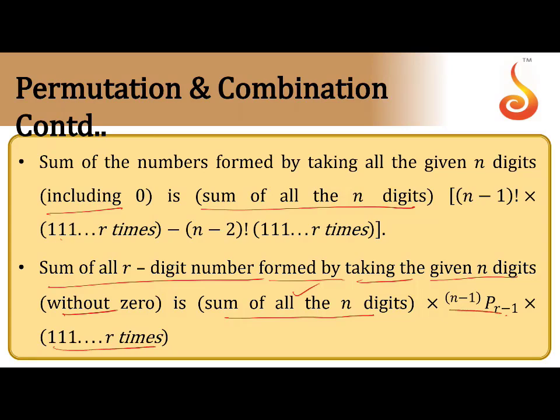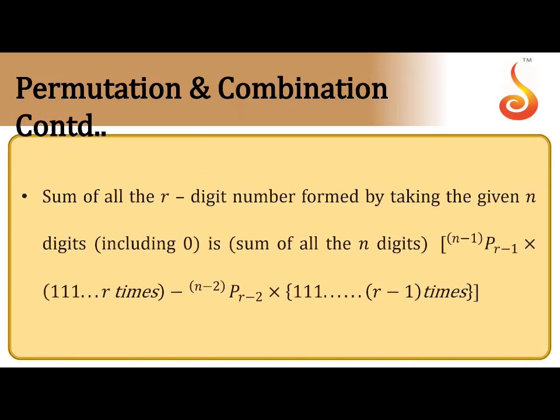Sum of all digits into, before it was (n minus 1)!, here (n minus 1)P(r minus 1) into 111, r times. This is common. These two terms are common for this one. This depends on whether you are taking all the terms or a few things. I hope this is clear. If 0 is there, one more formula comes here. If including 0, the formula is the same, the term is common, with an extra term. You have to memorize the formulas. Generally they won't ask many questions. If they ask a question, they will ask the first case only.